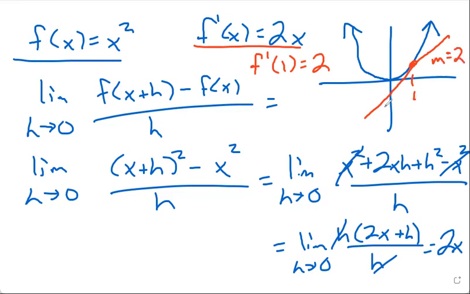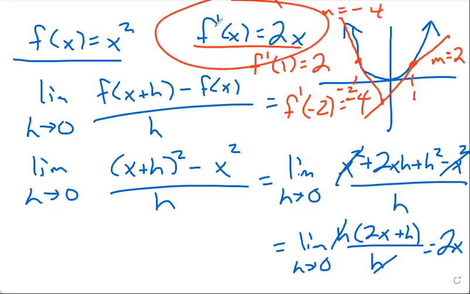If I gave you f prime of negative 2, 2 times negative 2 is negative 4, which means at x equals negative 2 on the original function, x squared, that tangent line is going to give you a slope of negative 4. So this new function gives you all the slopes of all the tangent lines to the original function. Now, the other formula does it for a specific point. And in fact, both of these can.